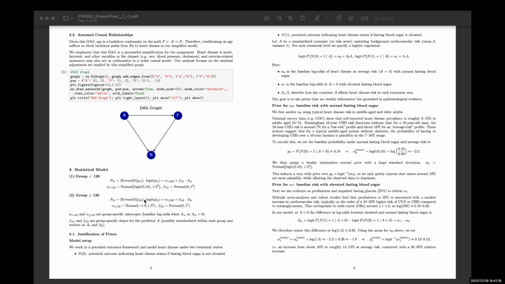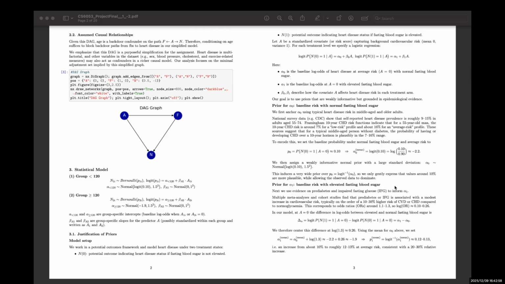Now I'll begin to introduce how we choose the priors. I will mainly introduce how we select alpha 0, alpha 1, beta 0, and beta 1. Alpha 0 is the intercept in the normal FBS group, so we look at typical heart disease risk in middle-aged adults without diabetes. A reasonable baseline risk is around 10%, so we choose logit of 0.10, which is equal to negative 2.2. We also give a large standard deviation, so the prior is weakly informative and the data can still drive the estimate.